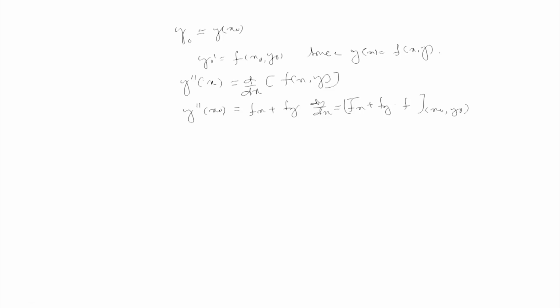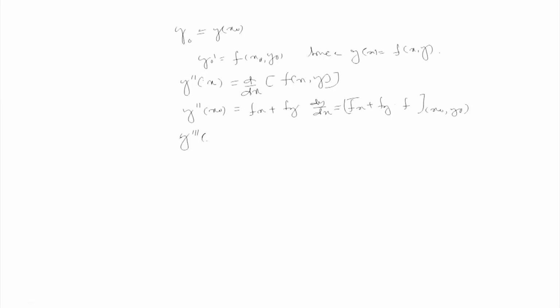So, if we proceed like a third order differential equation, we can write y triple dash of x, that is nothing but d by dx of (fx plus fy into f). If we differentiate, we can obtain this as fxx plus y dash whole square fyy plus 2y dash fxy plus y double dash fy.